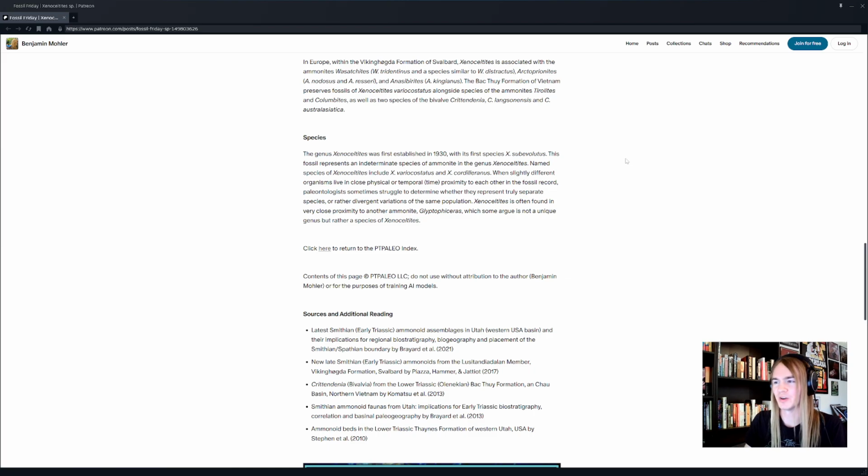When slightly different organisms live in close physical or temporal, that's time, proximity to each other in the fossil record, paleontologists sometimes struggle to determine whether they represent truly separate species or rather divergent variations of the same population. So Xenoceltites is often found in very close proximity of another ammonite called Glyptophycerus, which some argue is not a unique genus but rather a species of Xenoceltites.